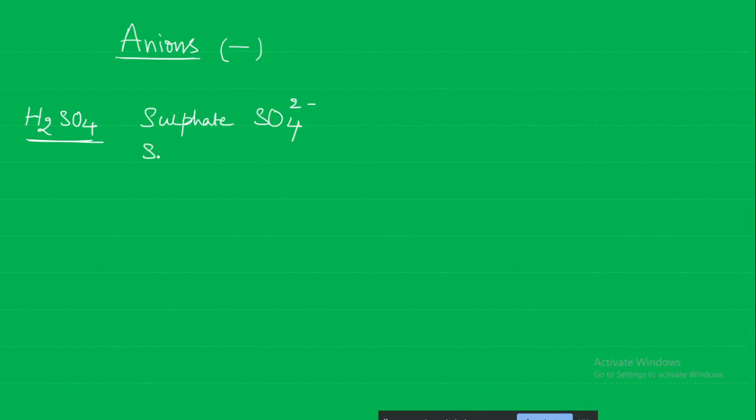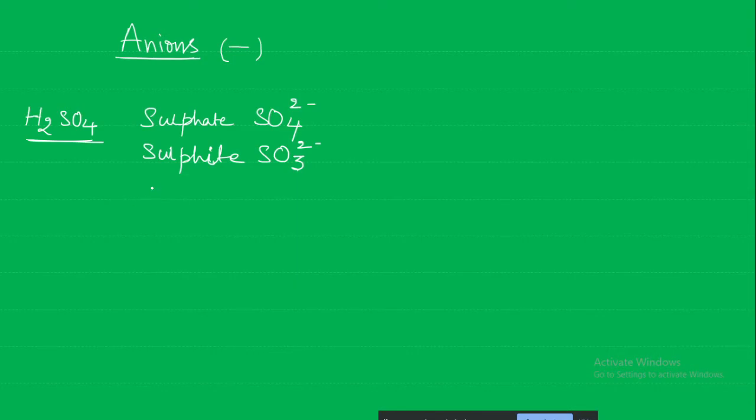Next, sulfite, ite. Okay, you know ate. Now it's about ite, small i. So here what is going to happen? One oxygen will reduce. Charge remains the same. Okay. Sulfate, sulfite, ite, one oxygen less.